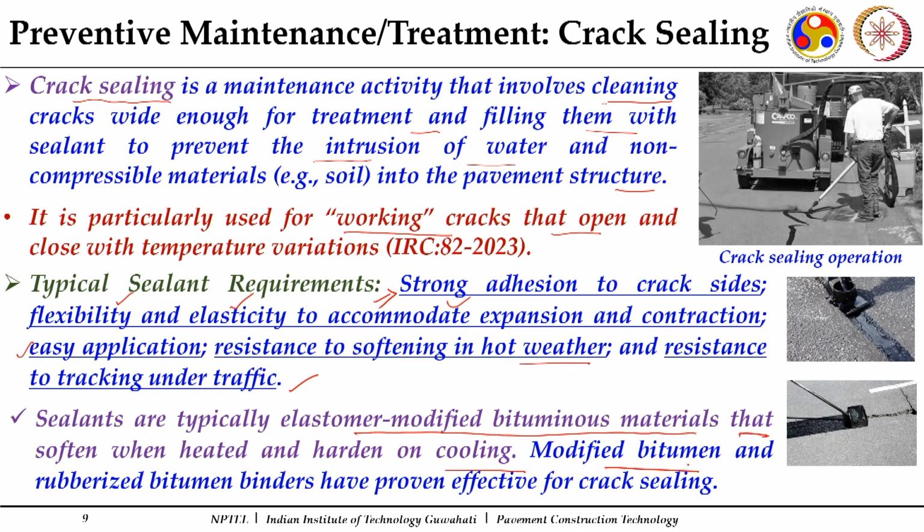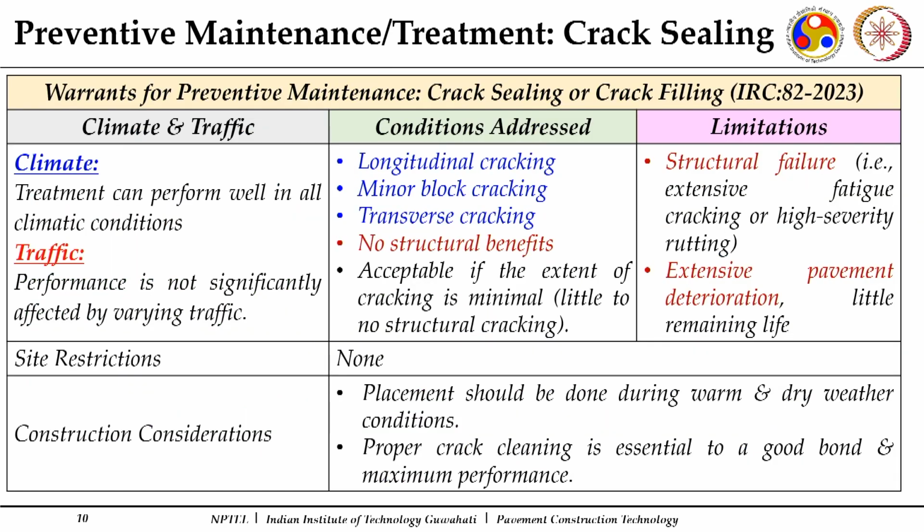Modified bitumen as well as rubberized bitumen binders are some of the quite popular sealants which are used for sealing of cracks under the preventive maintenance jobs. Now, IRC 82 also gives a guideline on when this crack sealing can be done, for what kind of cases it can be done, where and what purpose it serves.